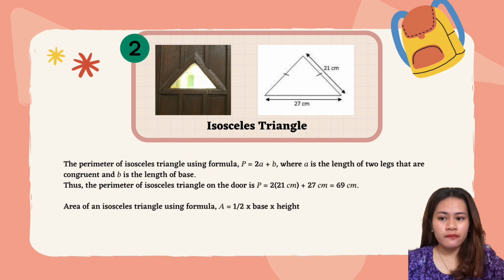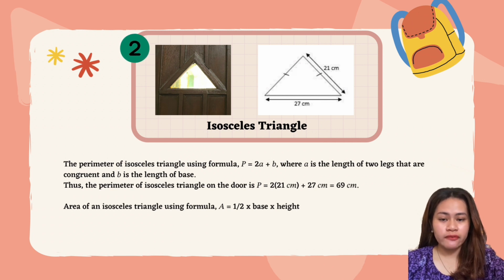The perimeter of an isosceles triangle using the formula is P equals 2 times a plus b, where a is the length of the two legs that are congruent and b is the length of the base. Thus, the perimeter of the isosceles triangle on the door is P equals 2 times 21 cm plus 27 cm, which equals 69 cm.